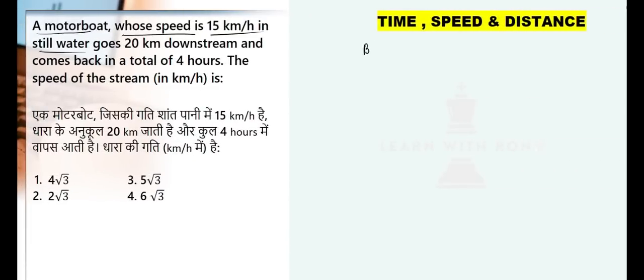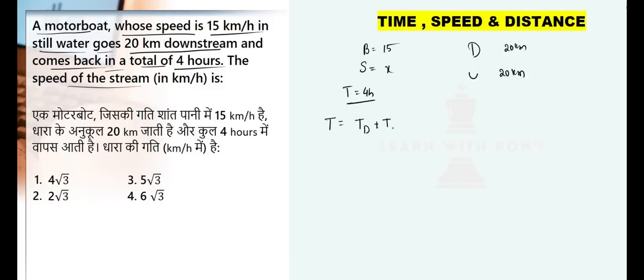They have given the boat speed, which is 15 km per hour. It goes 20 km downstream and comes back, which means the downstream distance is 20 km and the upstream distance is also 20 km. In a total of 4 hours, which means the total time taken is 4 hours. They asked us to find the speed of the stream. So let the speed of the stream be x km per hour. Okay, total time is nothing but the time taken to go downstream plus the time taken to go upstream. Okay, total time is 4 hours.